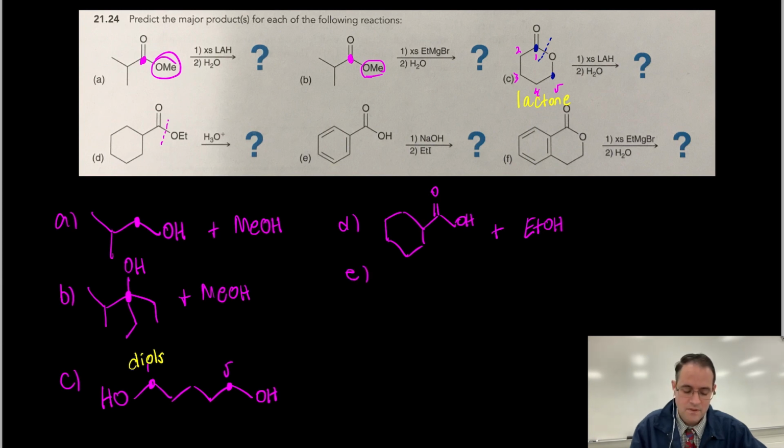Okay? For molecule E, we have sodium hydroxide, remember? So what that does is it removes this hydrogen. You get an alkoxide, and then it attacks ethyl iodide, and it kicks off the iodide. So we're going to get the ethyl ester from that. The name of that is ethyl benzoate.